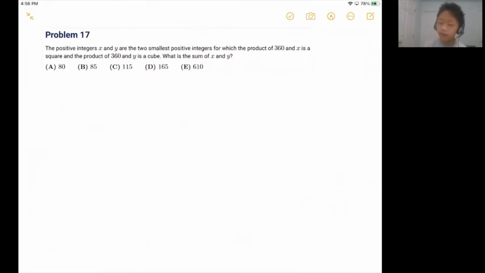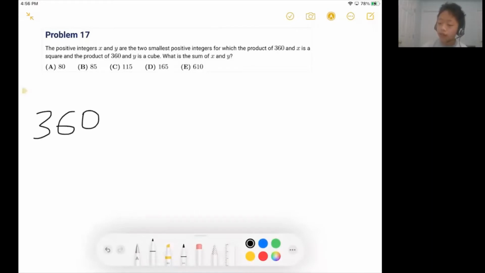To do this question, a lot of the time, especially with number theory problems involving cubes, squares, or factors, you want to prime factorize the numbers. In this case, the number we're given is 360, so it might be a good idea to write 360 in terms of its prime factorization.